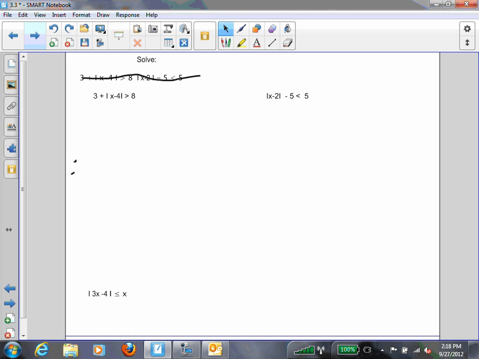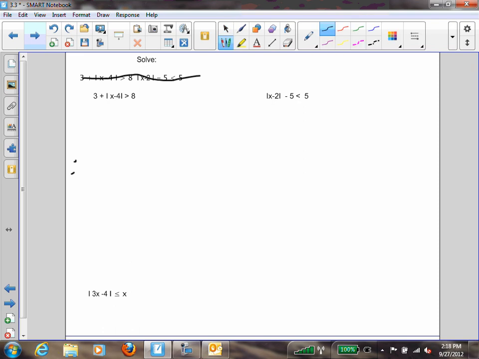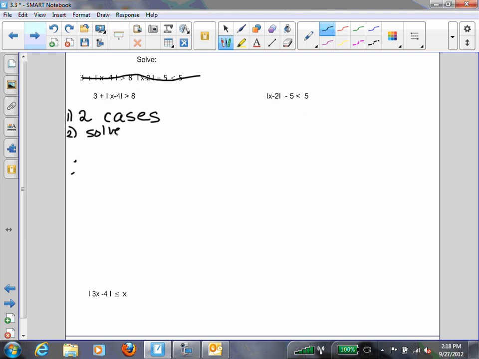This is just solving, and this will be a review. Anytime you're trying to solve something in absolute value with an inequality, you want to think of the fact that you have two cases. So what you're going to want to do is solve for the absolute value. In this case, what would I do to solve for what's inside the absolute value? Subtract the 3. So that gives me the absolute value of x minus 4 greater than 5.